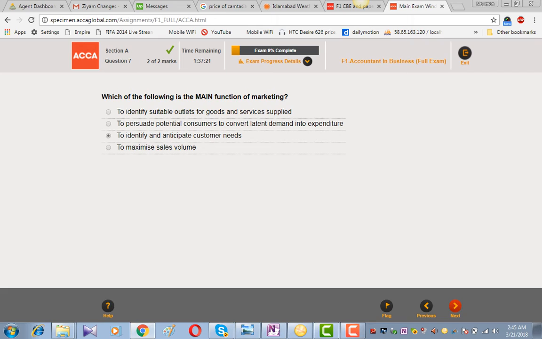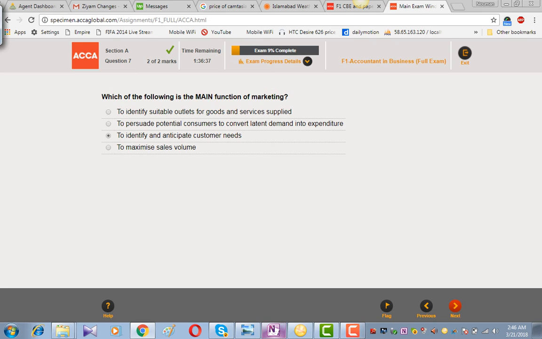When you are reading the question, you have to understand what the question is, what is the purpose of the question. The purpose of the question is the main function of marketing. The main function of marketing is always to identify the customer needs. And option C is to identify and estimate customer needs. That is the right answer. And fourth is to maximize sales volume. Sales volume is not the main purpose of the marketing department. It can be a purpose or objective of sales or marketing, but it is not the primary objective. So this was a question where only one option was correct.